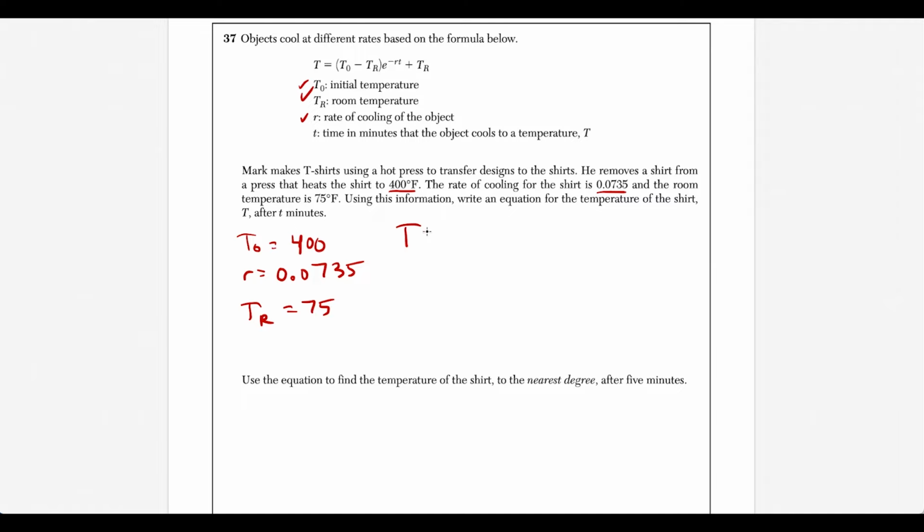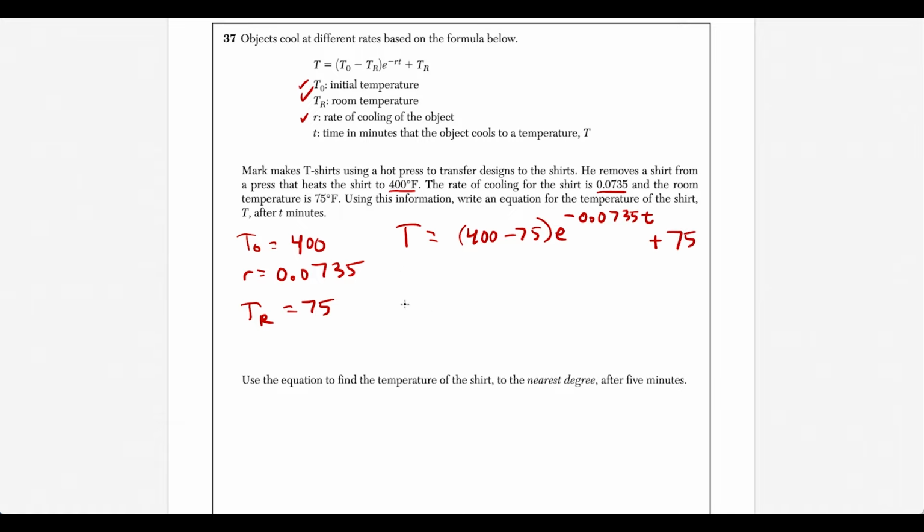We have T equals, and then we have T naught minus T sub r. So we have 400 minus 75, and we have e to the negative, r is 0.0735. We tack on our lowercase t, and then we have plus T sub r was 75.